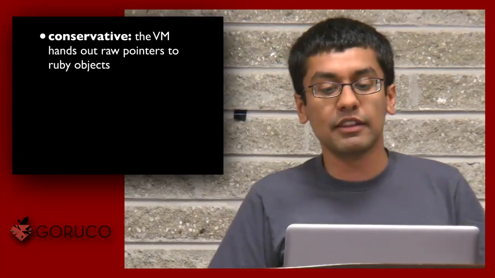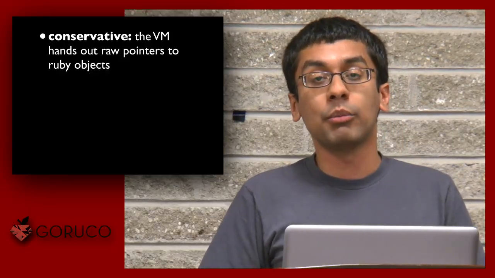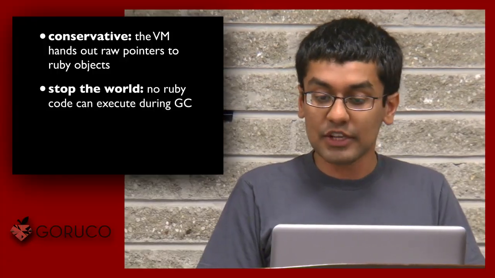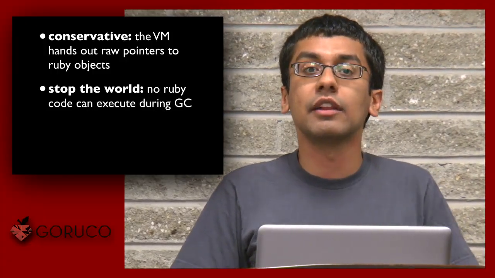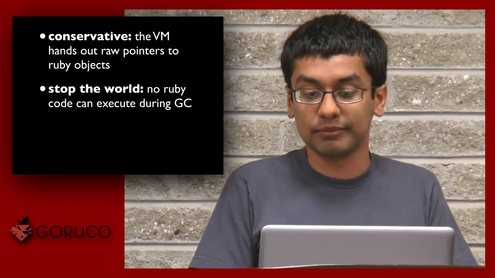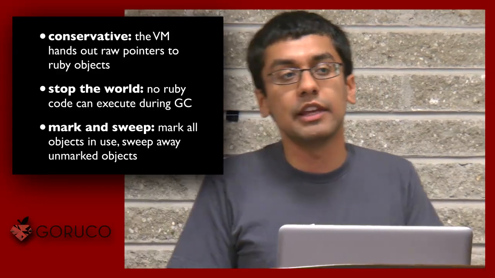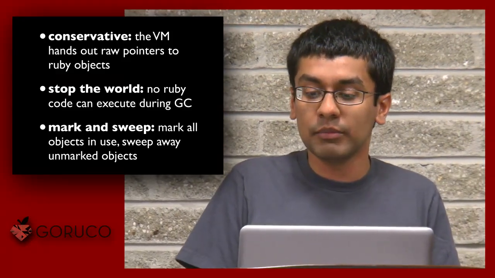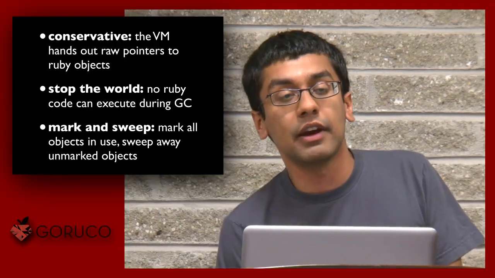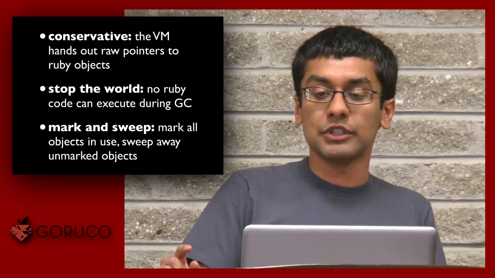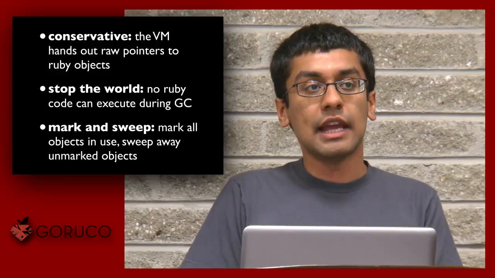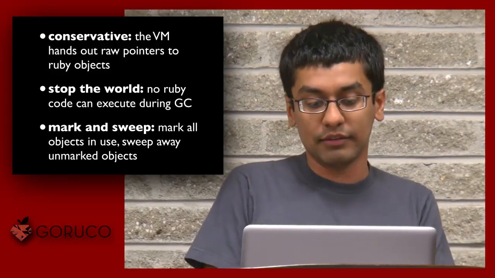Conservative basically means that the Ruby VM will hand out raw pointers to Ruby objects to C extensions and anybody else who asks for it. Stop the world means that when the garbage collector is running, nothing else can happen. So basically, while your garbage collector is running, none of your Ruby code is running. And mark and sweep is basically a very simple garbage collecting algorithm, and it has two phases. The first is the mark phase, where it basically goes and tries to find every single object that's in use and puts a mark bit on it. And then once it's marked everything that's in use, it'll traverse each of those slots, and if the mark bit is not set, it'll free that slot.